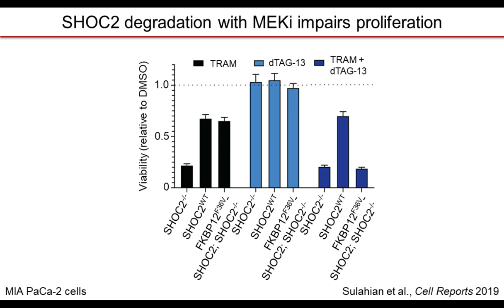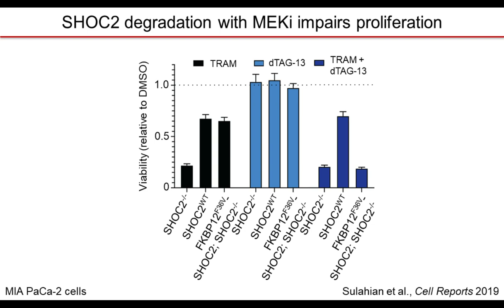Those acute experiments could then be extended to more prolonged proliferation experiments. So we could ask the question of whether or not combining MEK inhibition with SHOC2 degradation could in fact impair proliferation. What we had been able to confirm was that trametinib treatment upon SHOC2 deletion leads to a very pronounced effect. This could be rescued upon adding back SHOC2 wild type, or our fusion chimera, the SHOC2 FKBP12 fusion protein.